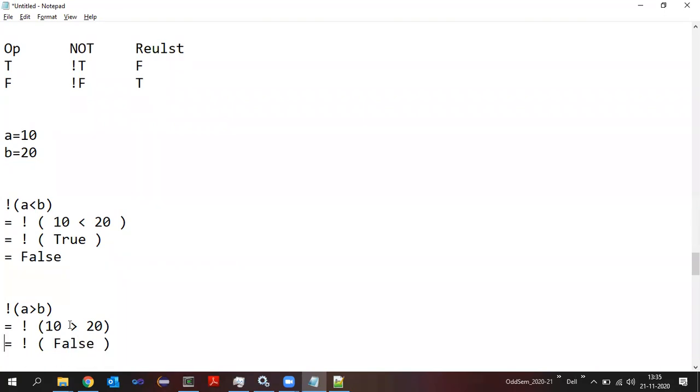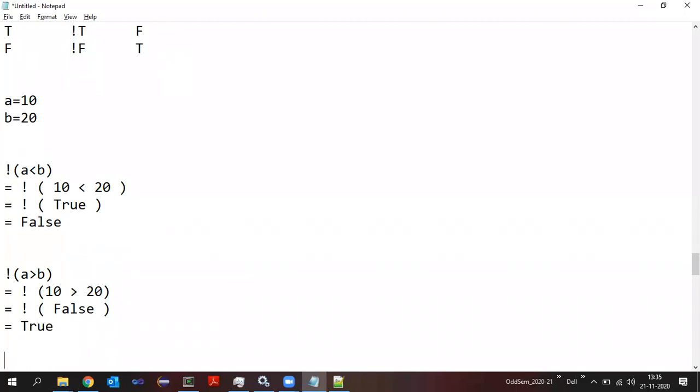Now the false is what? False is the operand for whom? For the not. So the result of this will be what? As it is a not, what will it do? It will reverse its value. So you get a true value here. Following, students? Yes, sir. Right? Fine.